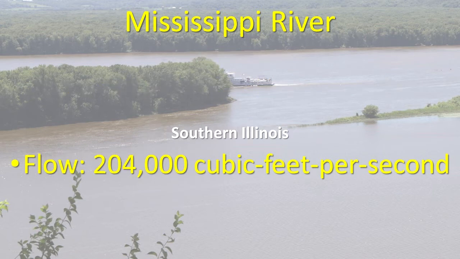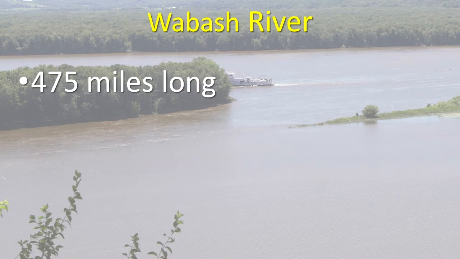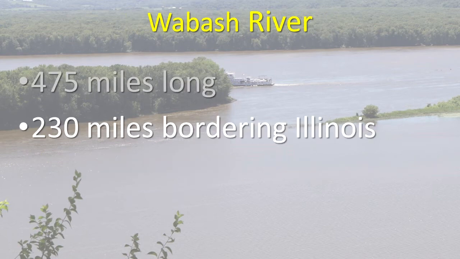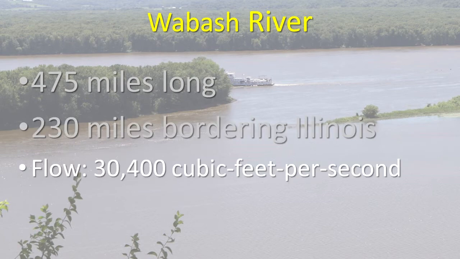In Thebes in southern Illinois, before the Ohio River joins it, the average annual discharge of the Mississippi is 204,000 cubic feet per second. The Wabash River is 475 miles long with 230 miles in Illinois. It begins as a small stream and becomes the Ohio River's largest northern tributary. Its average flow is 30,400 cubic feet per second.